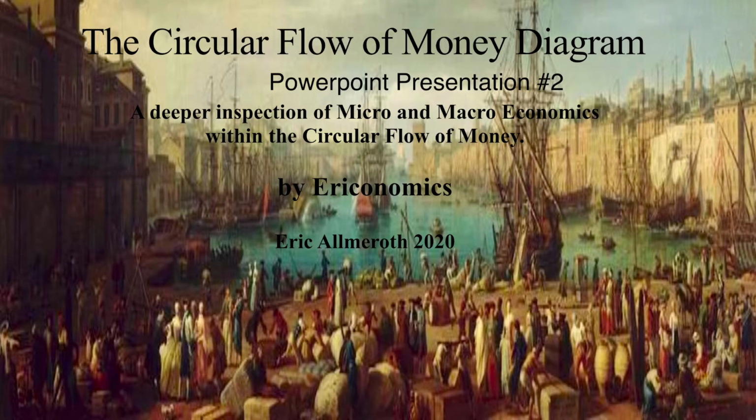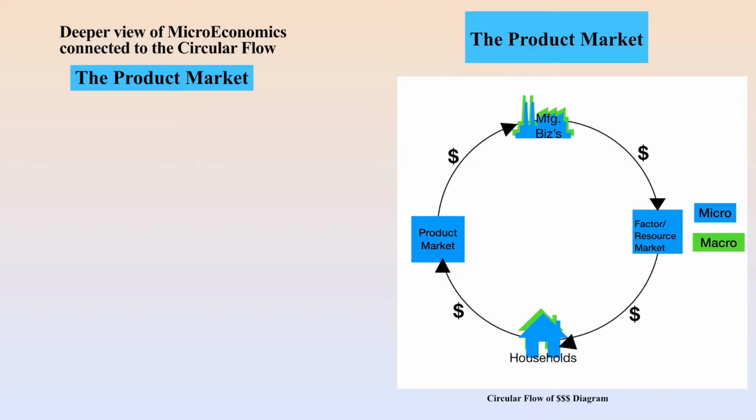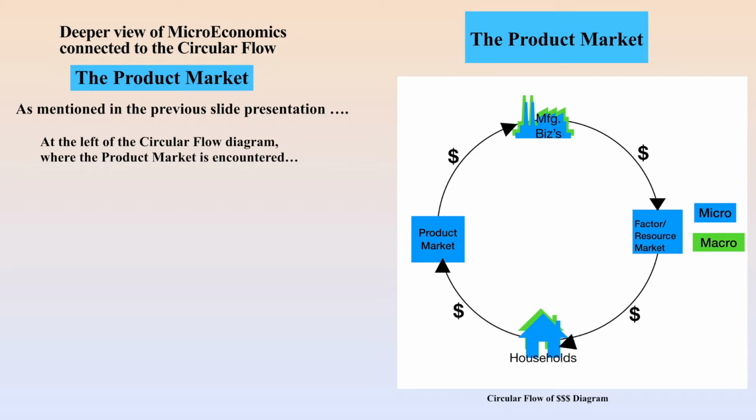Welcome back to PowerPoint presentation number 2 on the Circular Flow of Money diagram, for a deeper inspection of micro and macroeconomics within the circular flow of money. Last time, in our first presentation, we discussed the difference between micro and macroeconomics, delineating that micro would be indicated as being blue in this diagram, macro as green. So we are returning to the left side of the circle with the product market, the microeconomic aspect of this course.